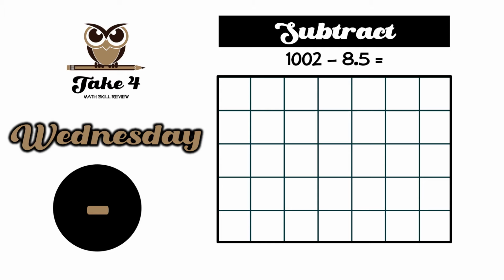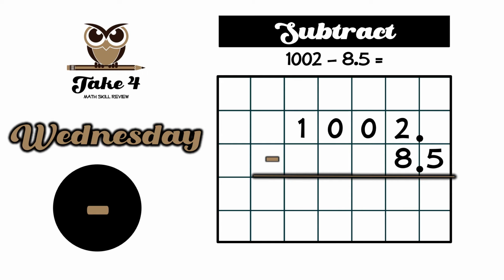Subtract 1002 minus 8 and 5/10. When you subtract decimal numbers, you need to make sure to line up the decimal points. 1002 is a whole number. Its decimal point is invisible. It comes after the 2. Just like a sentence has a period at the end, a whole number has a decimal at the end. You may see it, or it might be invisible. Your problem should look like this.